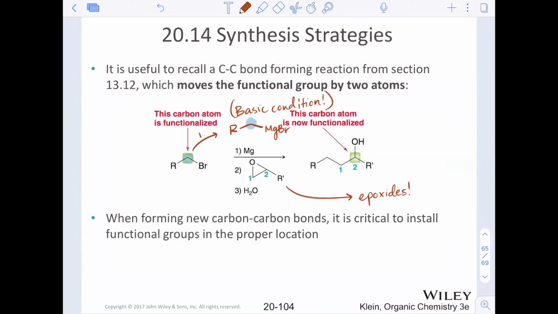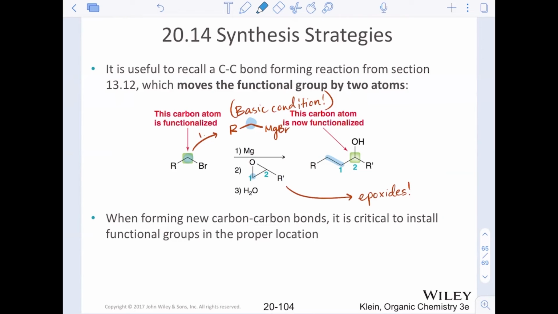If we are in basic conditions, we typically react at carbon number 1, so that new bond is being formed. Why? Because of steric hindrance, the less substituted carbon gets attacked by a good nucleophile. And then a water workup is used to clean up the alcohol that forms.